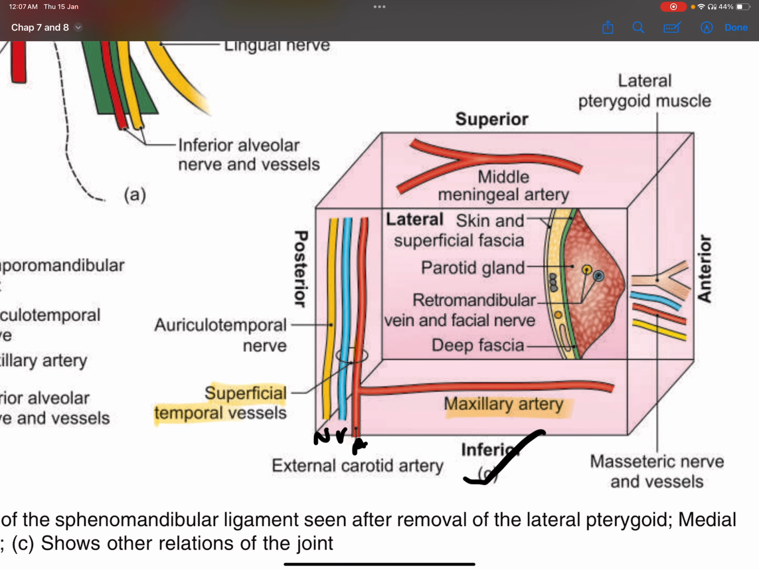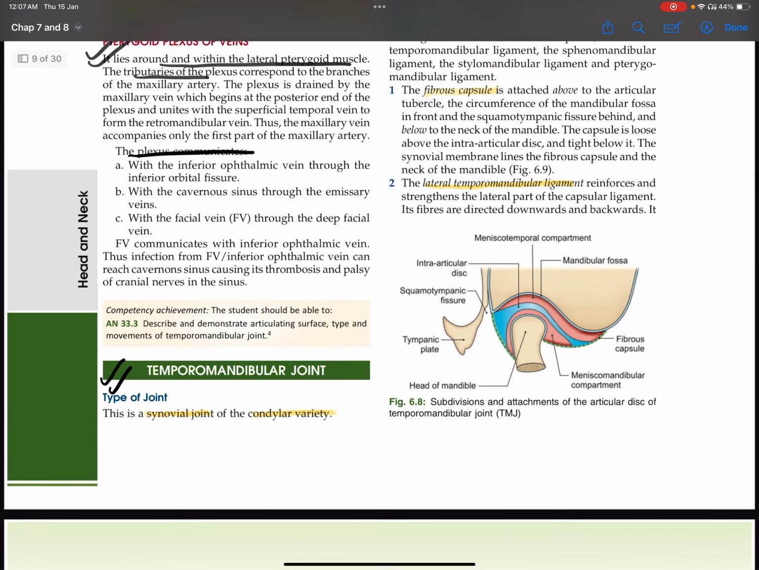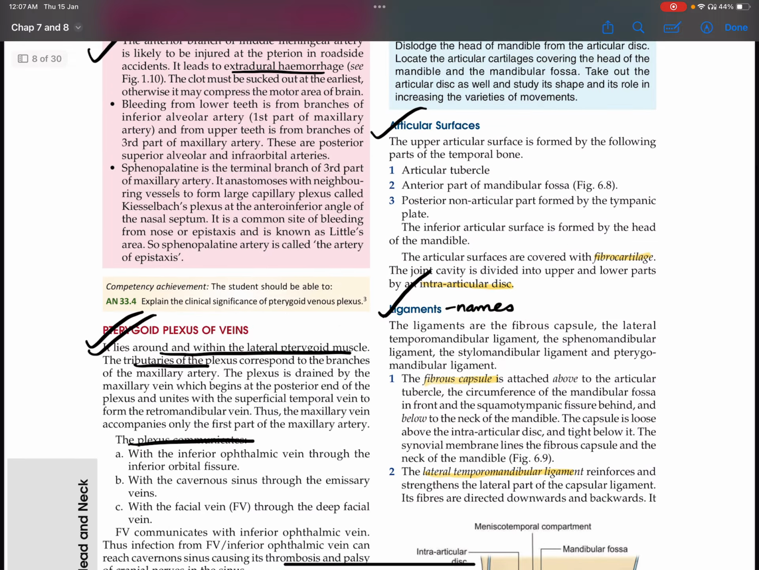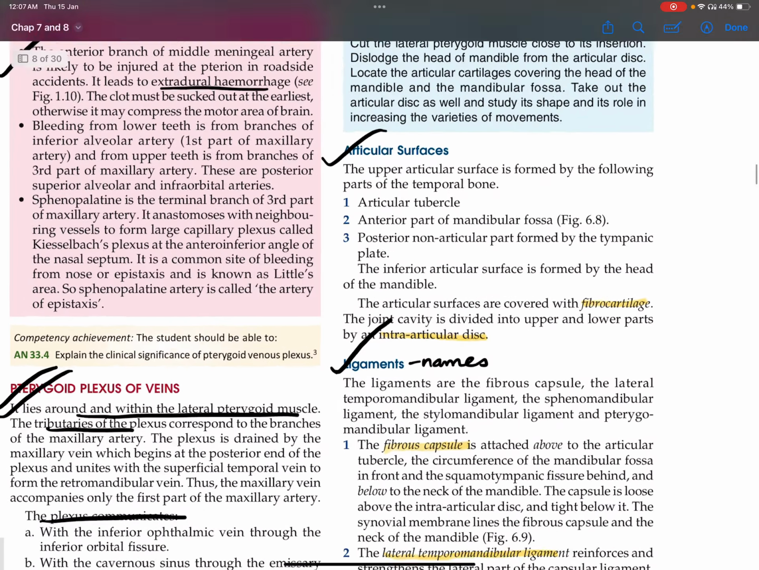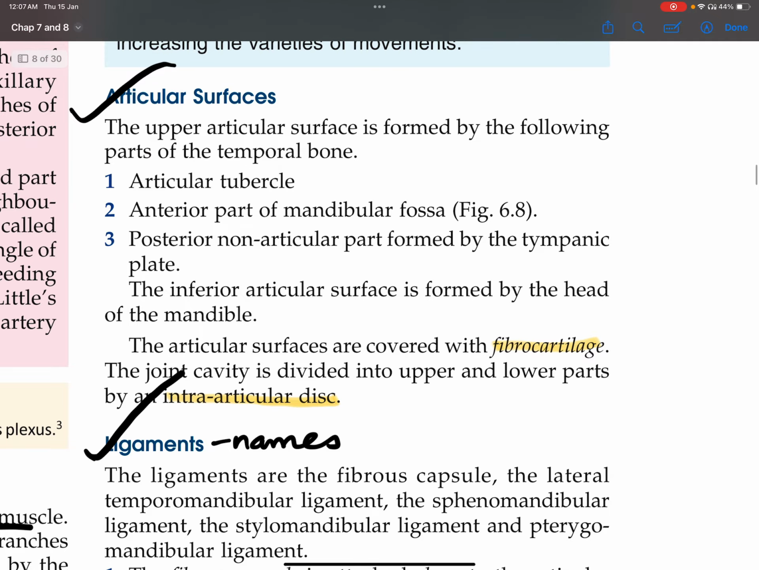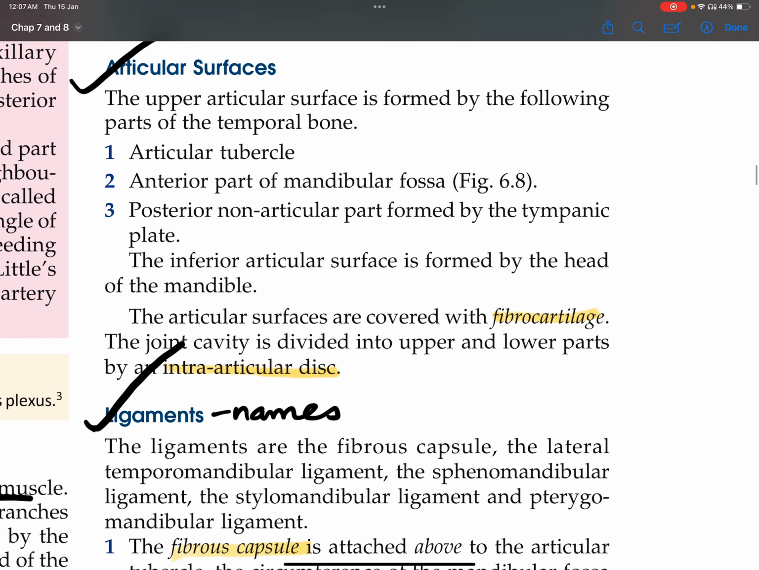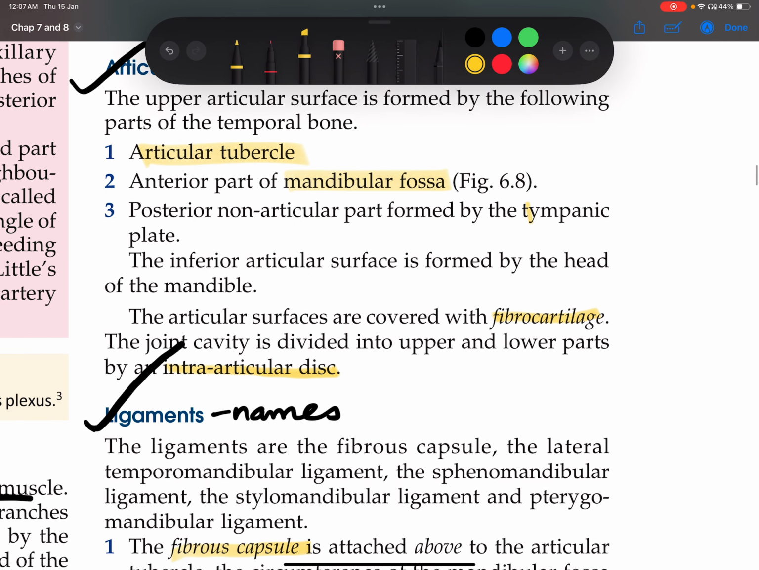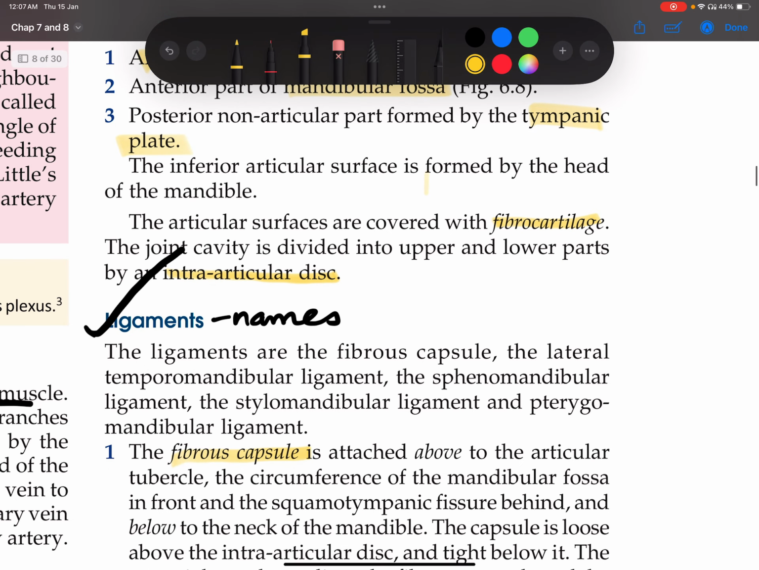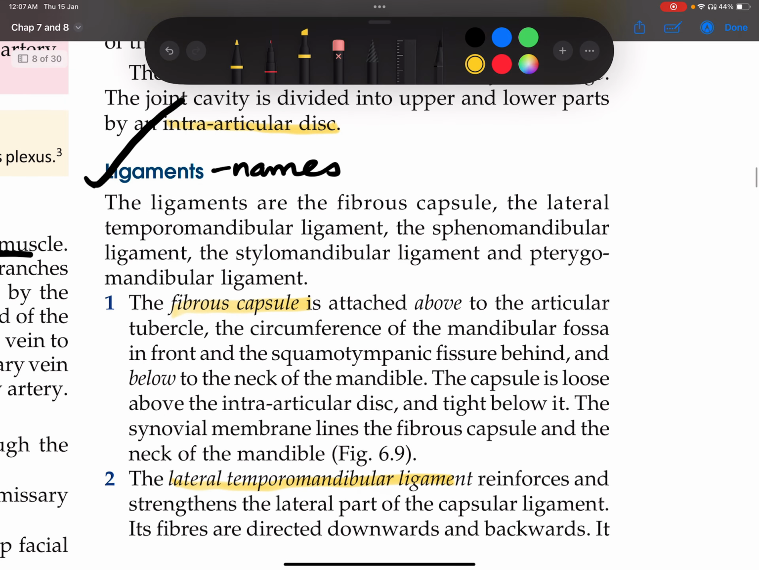Now moving forward, actually backwards. It is a synovial joint of the condylar variety. The upper articular surface is formed by the articular tubercle, the anterior part of the mandibular fossa, and a posterior non-articular part formed by the tympanic plate, but that's the non-articular part, so we are not going to discuss that. The inferior articular surface is formed by the head of the mandible, the condylar head. The articular surfaces are covered with fibrocartilage. The joint cavity is divided into upper and lower parts by an intra-articular disc.